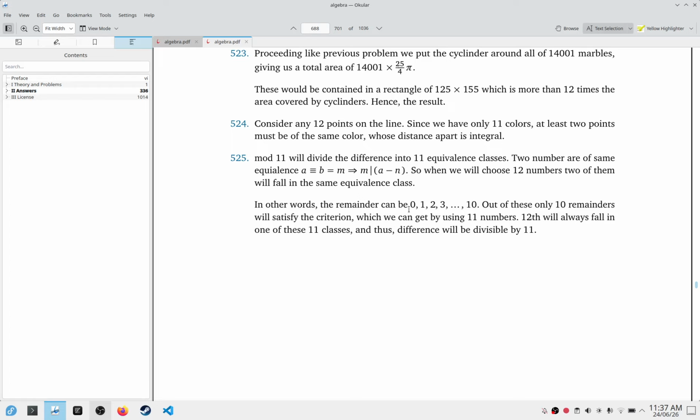In other words, the remainder can be 0 to 10. There are only 11 possible remainders, which we can get using 11 numbers. 12 numbers will always fall in one of those 11 classes, and thus the difference will be divisible by 11. So with this, we come to the end of permutation and combinations.